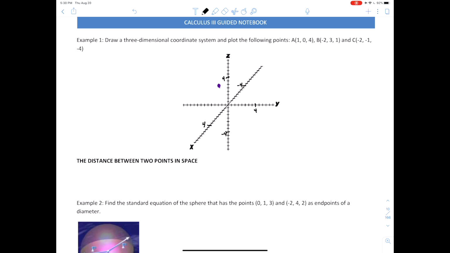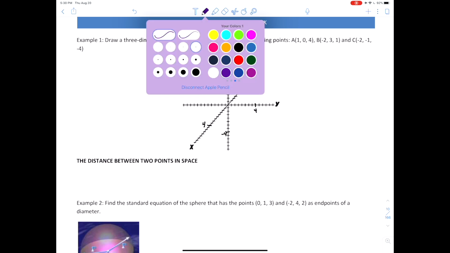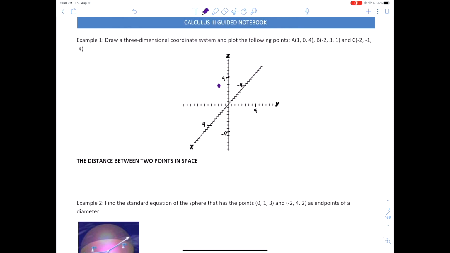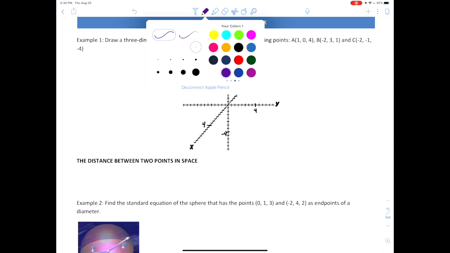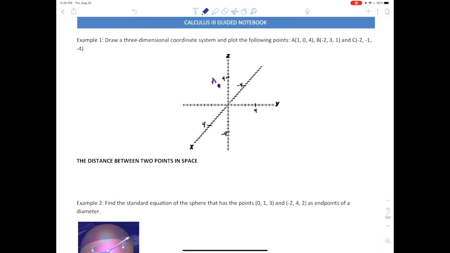Okay, so this one is our point A, which we said was 1, 0, 4. And then our point B, we'll do in blue, that's negative 2, 3, 1. So this one will be a little harder because it's not just on a single plane.